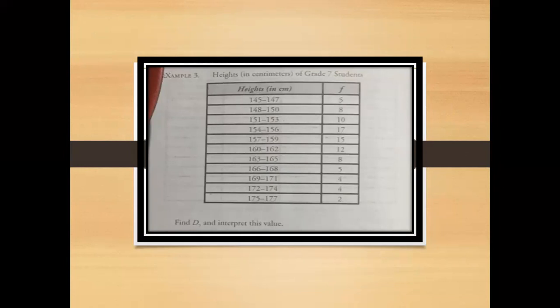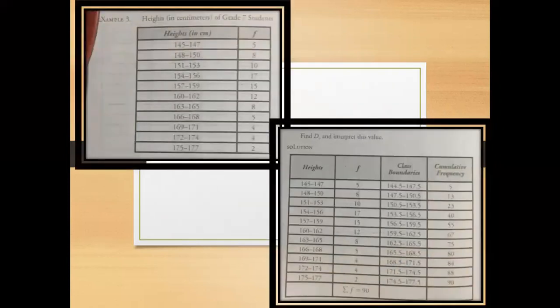So these are the data, naka-height na po siya at yung frequency. Ibig sabihin ilan yung students yung nakakuha ng ganong height. So ang ating hahanapin is 7th decile. Then after natin makita, we have to interpret the value. So let's start.